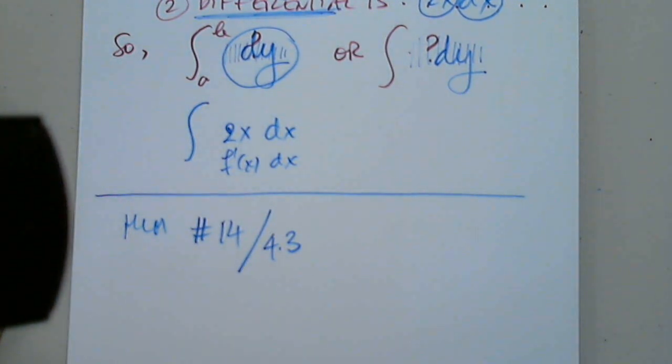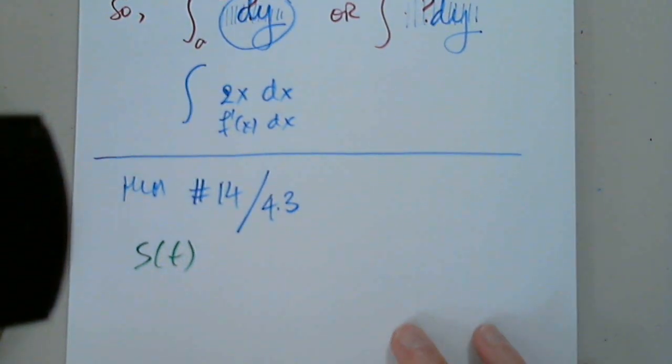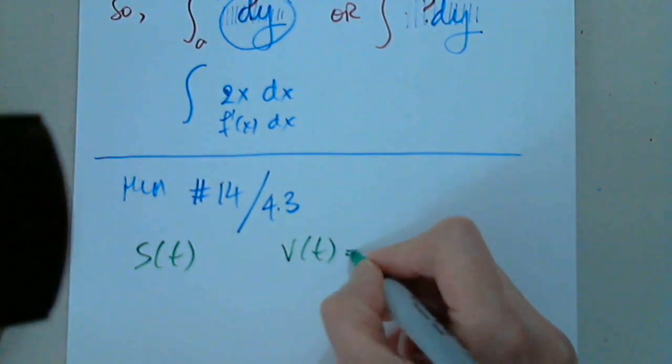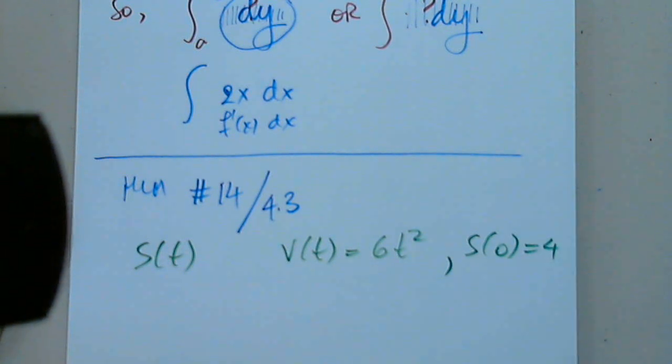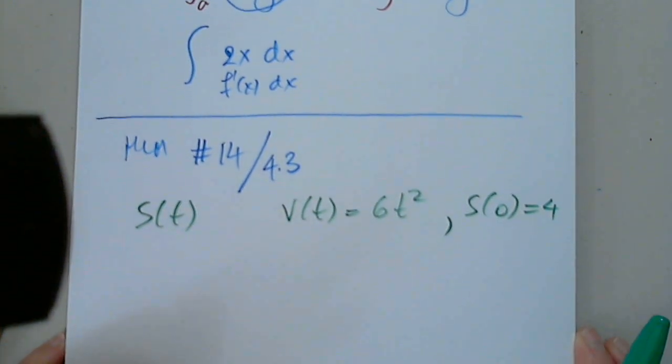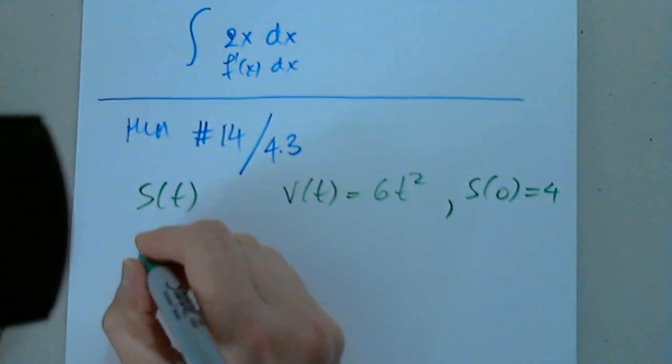Okay, so find, I think it says distance, right? So we have to find s of t, where s of t represents the position function or the distance function, and v of t represents the velocity function. So we are given v of t, which is 6t squared. We are also told that s of 0 is 4. Perfect. You can stop sharing. So then I'm asked to find this.